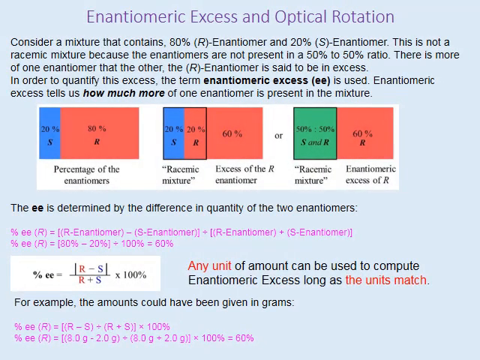Optical rotation can be used to quantify how much of one enantiomer you have relative to the other. Consider a mixture that contains 80% R enantiomer and 20% S enantiomer. The R enantiomer is said to be in excess. In order to quantify this excess, the term enantiomeric excess is used. It is easier to see how this works if we draw a rectangle representing 100% of the compound. Then color the 20% blue for the S enantiomer and 80% red for the R enantiomer.